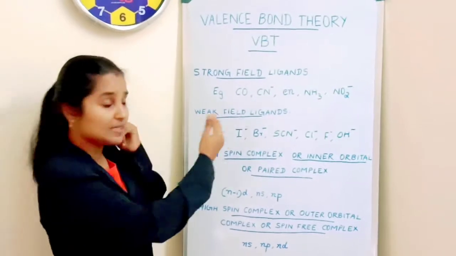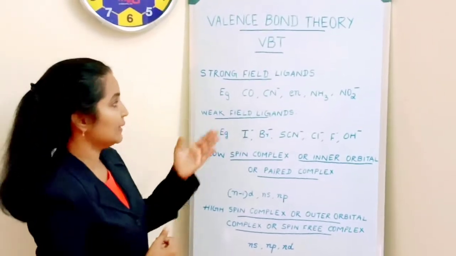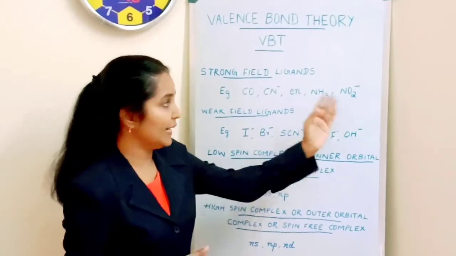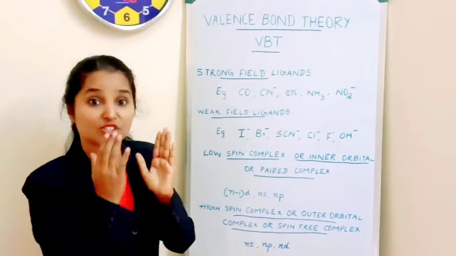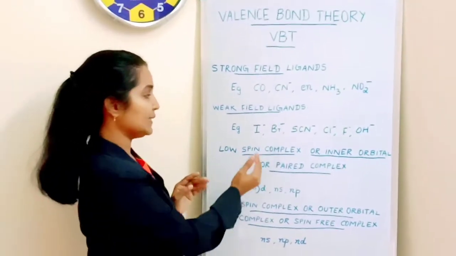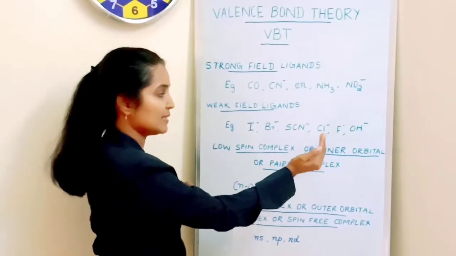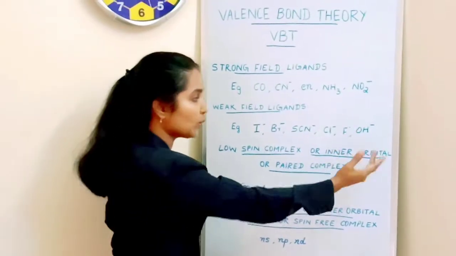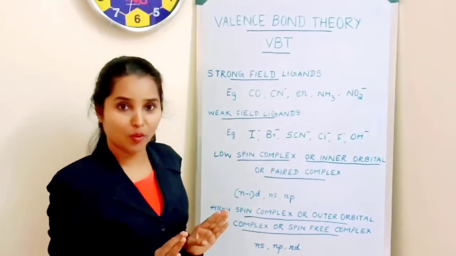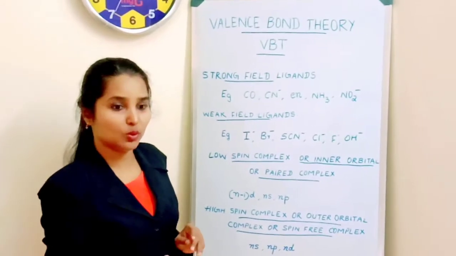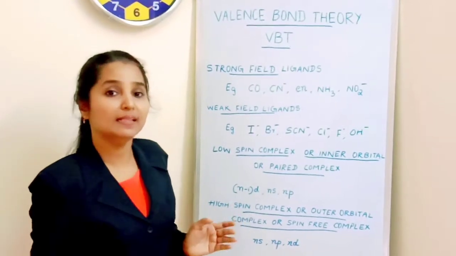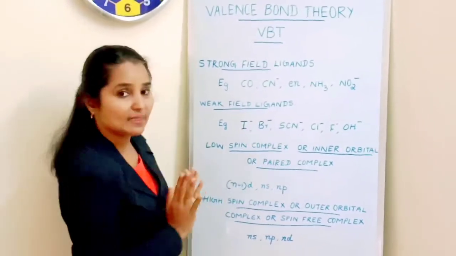For example, I have given some examples here for strong field ligands: CO (carbonyl), CN⁻, en, NH3, NO2⁻. All these ligands are strong field ligands that you have to keep in mind. And then weak field ligands: I⁻, Br⁻, SCN⁻, Cl⁻, F⁻, OH⁻. These ligands are weak field ligands. These things you should know, only then you can predict how the pairing or unpairing will be and how the hybridization works in valence bond theory. So you should know it crystal clear.